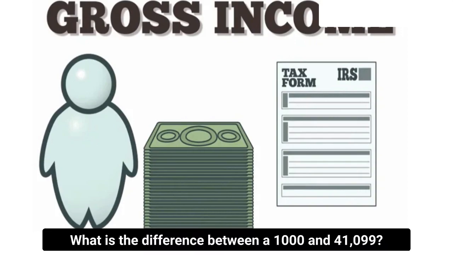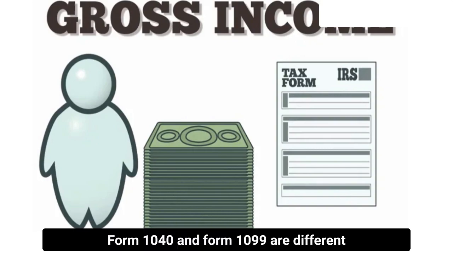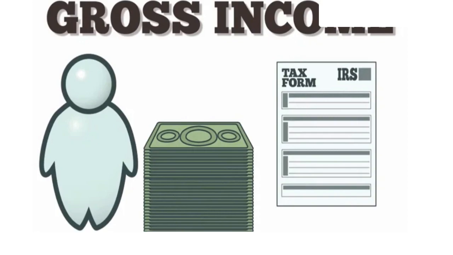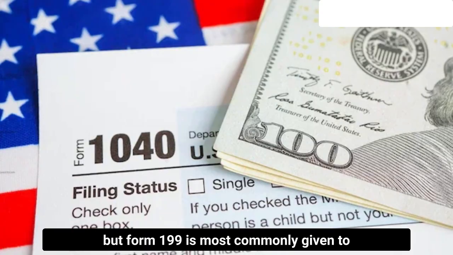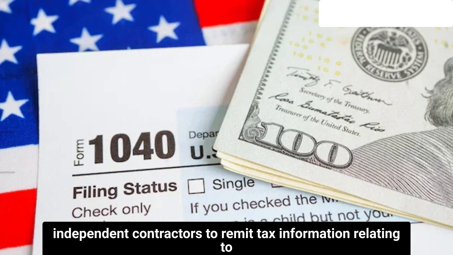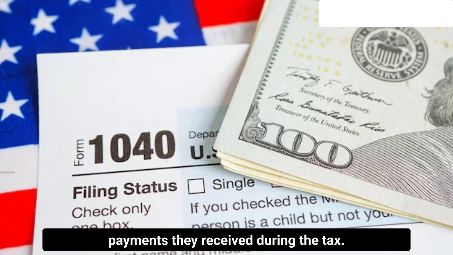What is the difference between a 1040 and 1099? Form 1040 and Form 1099 are different components to an individual's tax return. There are many different types of Form 1099, but Form 1099 is most commonly given to independent contractors to remit tax information relating to payments they received during the tax year. This information is used to complete Form 1040, as the financial records listed on Form 1099 are input into Form 1040.